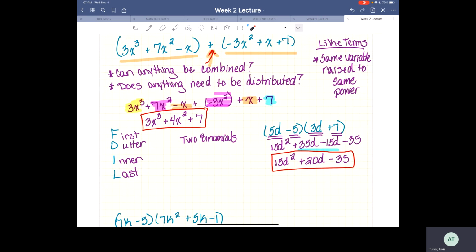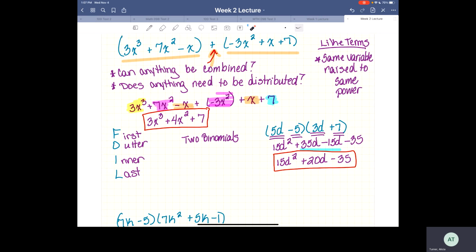This is a situation where we were simplifying yesterday. What I have is two trinomials together, and I'm adding those. So I have 3x to the third plus 7x squared minus x, plus negative 3x squared plus x plus 7. Okay?